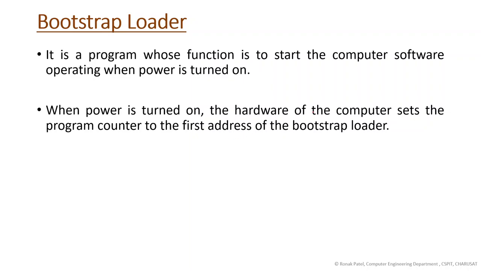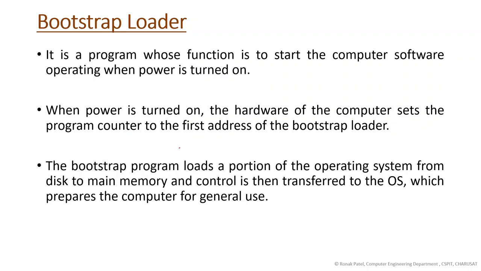When you boot your system, it gives the address of the bootstrap loader to the program counter, so now it knows where to start. The bootstrap program loads a portion of your operating system from your disk into main memory, and control is then transferred to the OS, which prepares your computer for general use. Generally the C partition is for the operating system, so first we need to run the operating system, which is taken care of by this bootstrap program. After that, whatever you do will be handled by your operating system.